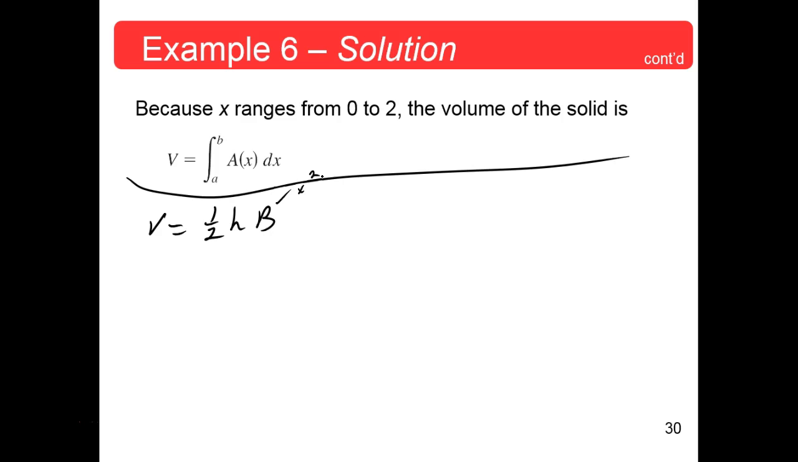Maybe I shouldn't use x because that may get confusing. They just call it b squared. Where h is the height of the pyramid and b is the area of the base. So unfortunately you have to draw a picture, and since we don't have a picture here to look at, I've got to draw one.